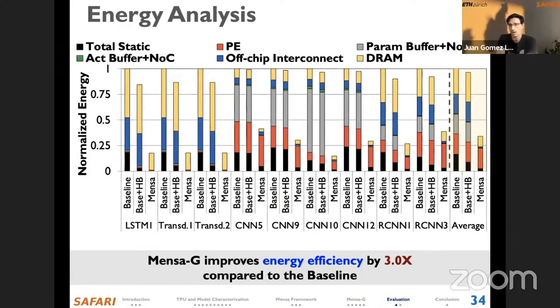Mm-hmm. Yeah, I think it makes perfect sense. Of course, it's necessary to assume some trade-offs in the design of the accelerator.